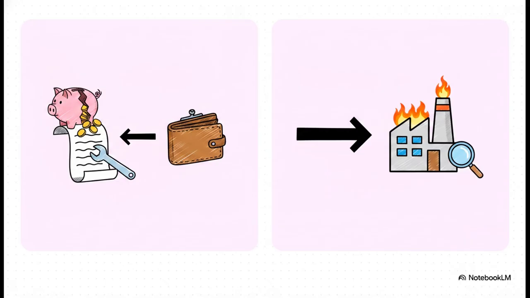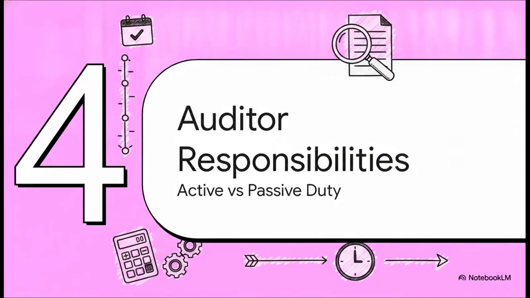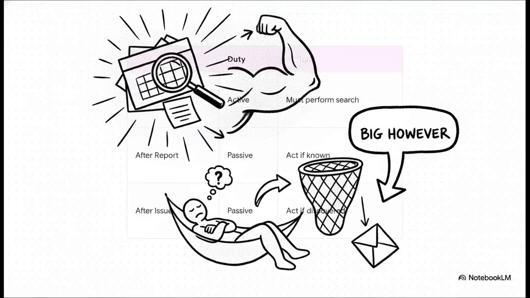Moving to part 4, auditor's changing responsibilities. With those dates and treatments locked in, how does the auditor's actual day-to-day job change as time marches on? Now, what's really interesting here is the stark contrast between what I like to call active duty and passive duty. In that first period, from the financial statement date to the auditor's report date, the auditor is on active duty. They have a mandatory responsibility to actively perform procedures to hunt down and identify subsequent events.